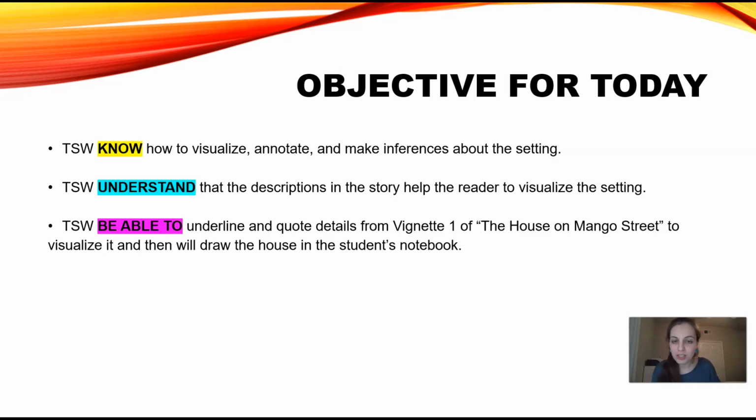Today, the student is you will know how to visualize, annotate, and make inferences about the setting. Let me explain it to you. Visualize. What is visualize? Visualize es como que ves algo. You can see something. You can imagine something in your mind. You close your eyes and you imagine that in your head. That is visualize. Annotate is when you write, you take notes in your journal. That's annotate. And make inferences. An inference is when you explain something. Okay?